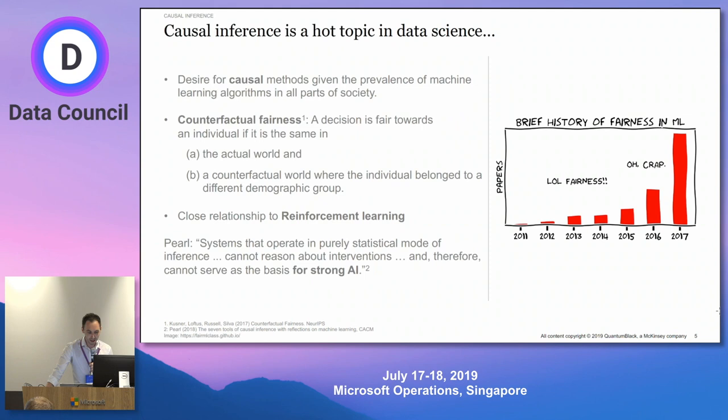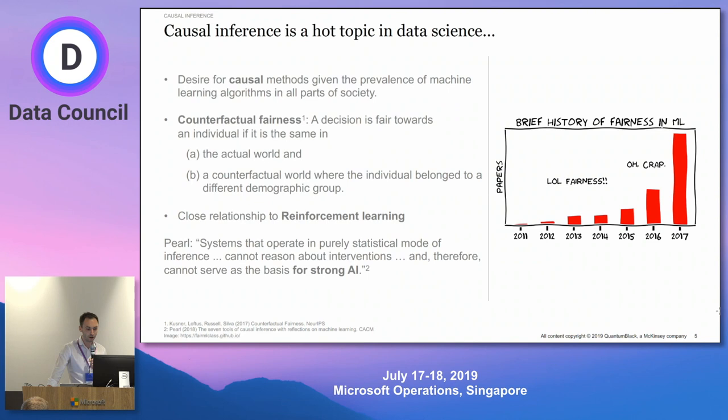So causal inference is a hot topic in data science. It comes in under a few other names, and these are categories on their own, but there are definitely relationships between them. So aside from just wanting to build causal models for use in society, counterfactual fairness is a big topic.